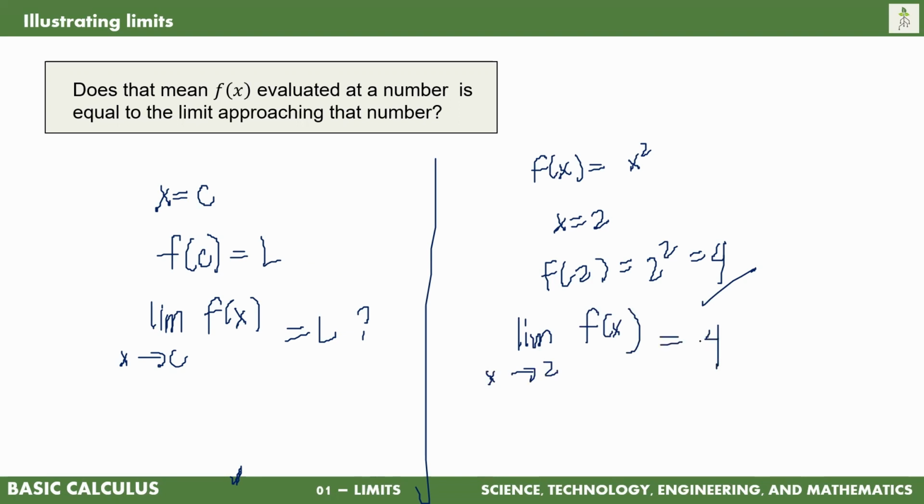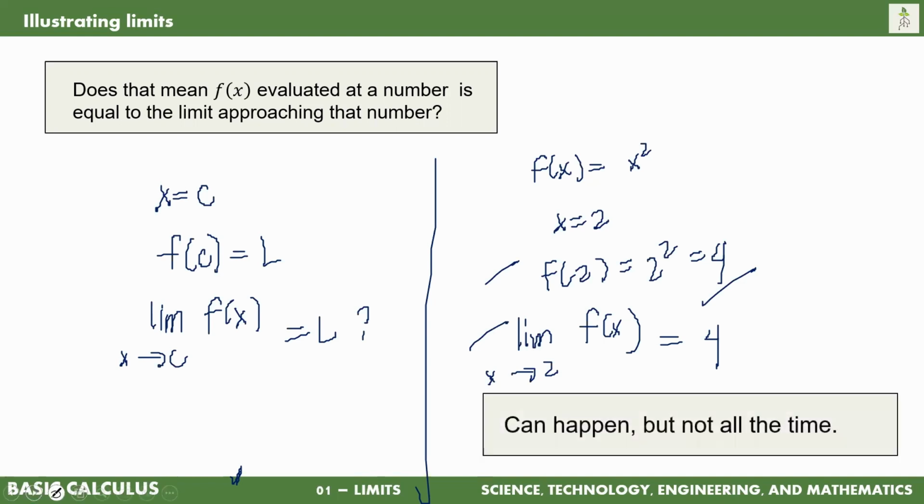Well, dun sa nakita natin, yes. Pero ang tanong, lagi bang ganyan? Lagi bang equal yung limit dun sa evaluation nung function at that point? Lagi bang ganon? So, the answer is, it can happen, but not all the time. So, kumuha tayo ng example na hindi yun nangyayari.